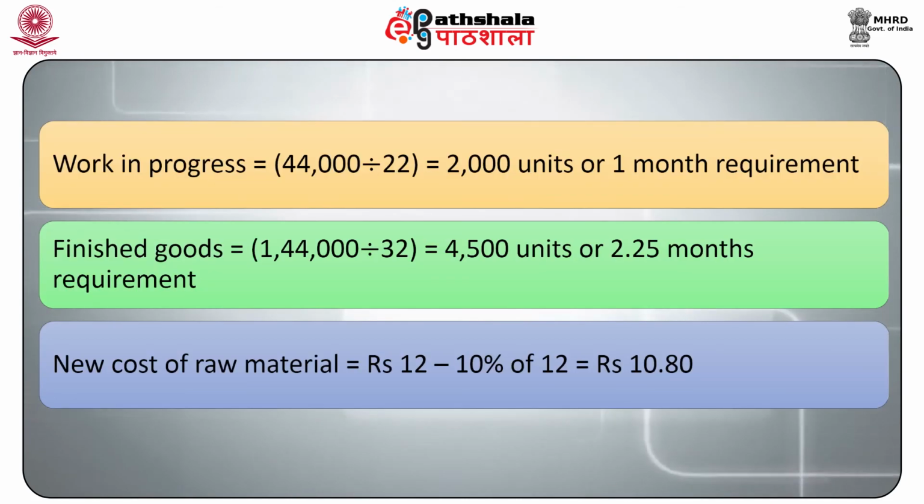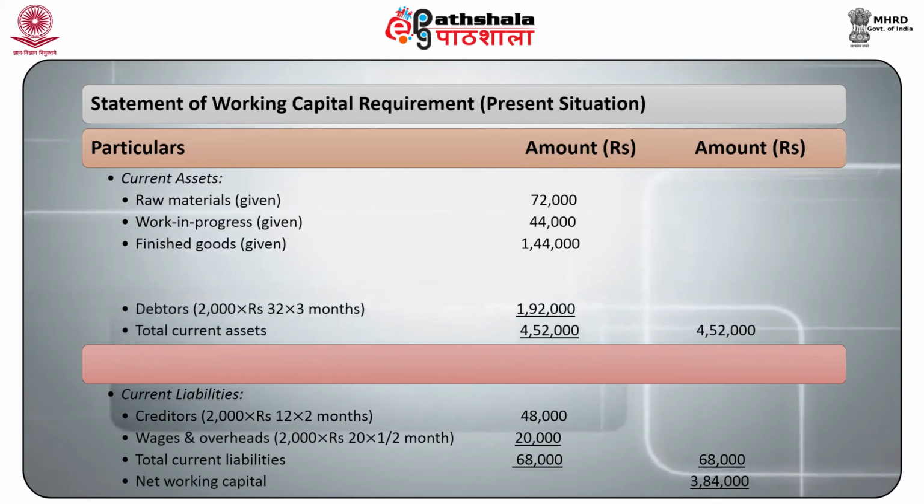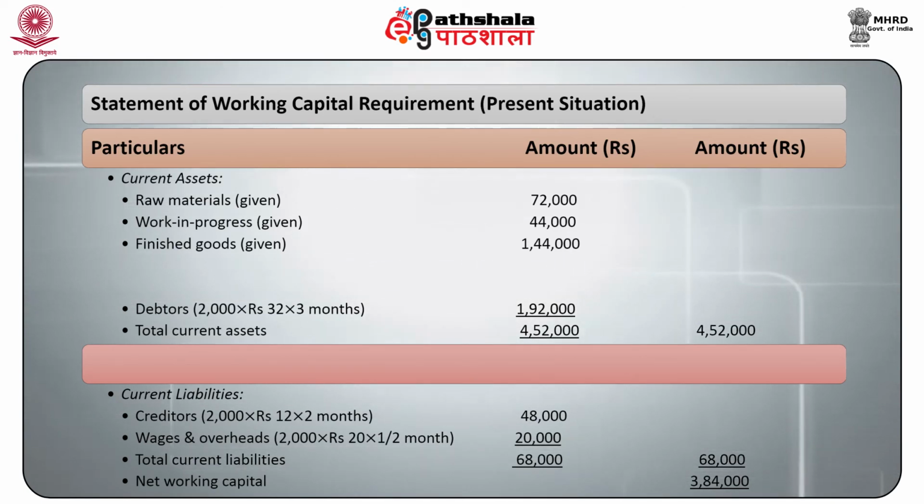The solution for this is, in order to calculate the working capital requirement for double shift operations, the existing parameters should be ascertained as follows: the present position of sales, debtors, raw materials, work in progress, finished goods and new cost of raw material. The statement of working capital requirement can be prepared as the current assets, which include the raw materials, the work in progress, the finished goods, the debtors, and the total current assets come out to be 4,52,000 rupees. The current liabilities include the creditors, wages and overheads, and the total current liabilities give us the net working capital at 3,84,000 rupees.